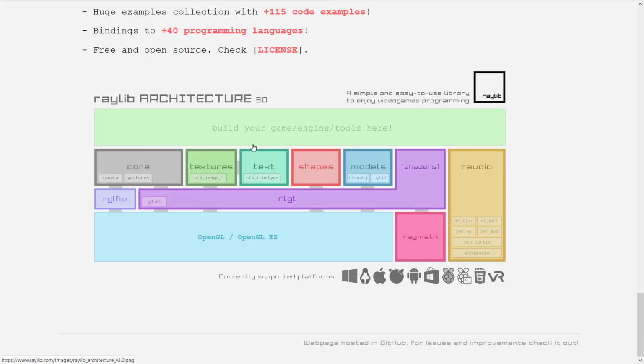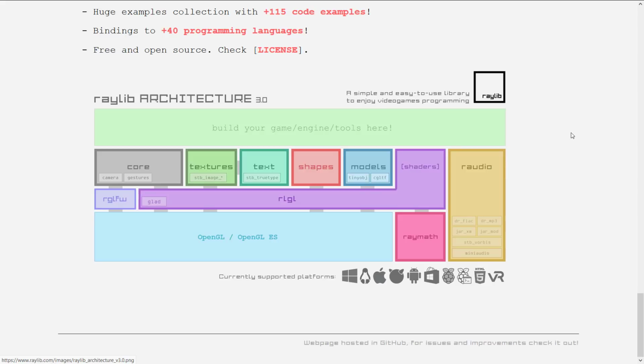Your engine, game, or tools, or whatever, would go on top of here. Then you've got it built into modules, things like text, textures, core, shapes, models. If you don't use models, you don't need to bring that in. All of this, of course, is built over top of their OpenGL ES layer. You've got the math libraries available and then the audio libraries. You could actually take some of these components out and use them in your own project without necessarily having dependencies on the other bits. A very nice thing about the design.